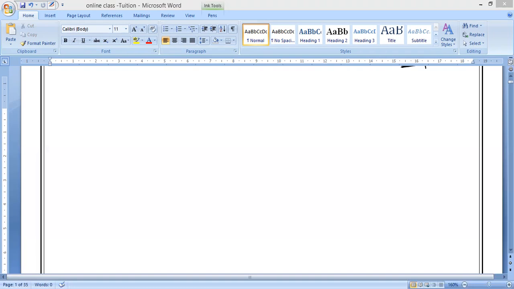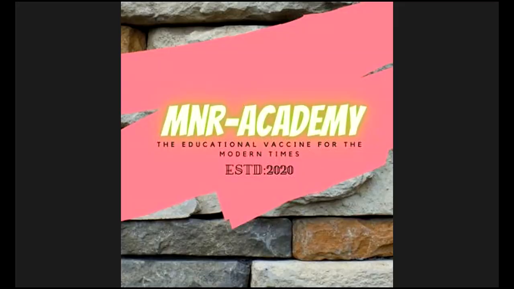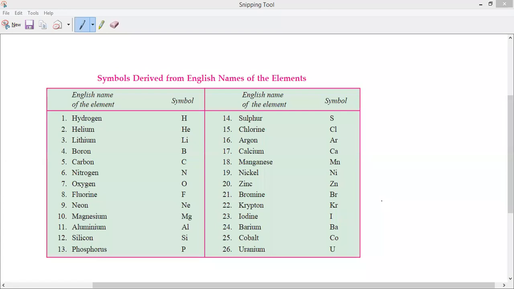Most of the symbols are in the periodic table. What do you mean by periodic table, guys? The arrangement of elements. Class 10th you will study. It is the arrangement of elements according to their atomic mass, that is, based upon their weight. So now let us see some of the elements here. I am showing you around 26 elements.